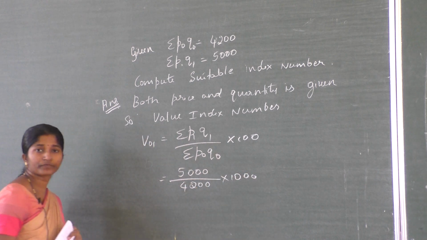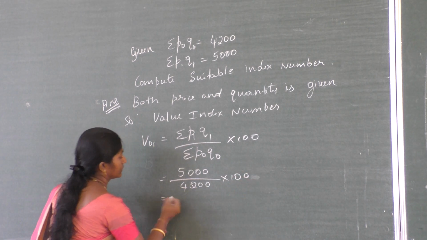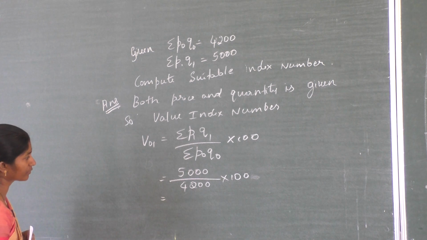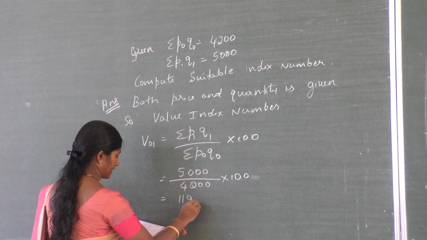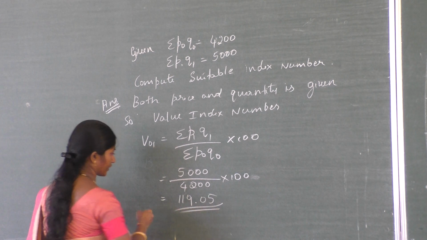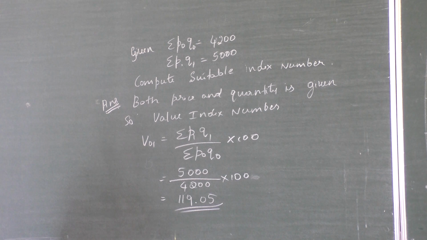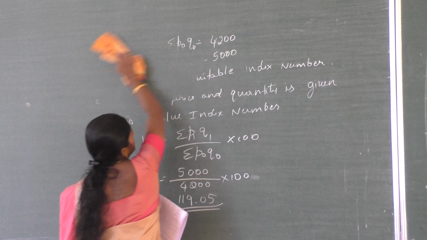It's like this way. Now the answer of this one, 5000 divided by 4200 into 100, our answer is 119.05. So this is our answer. This is the value index number. Next I will go for another problem.